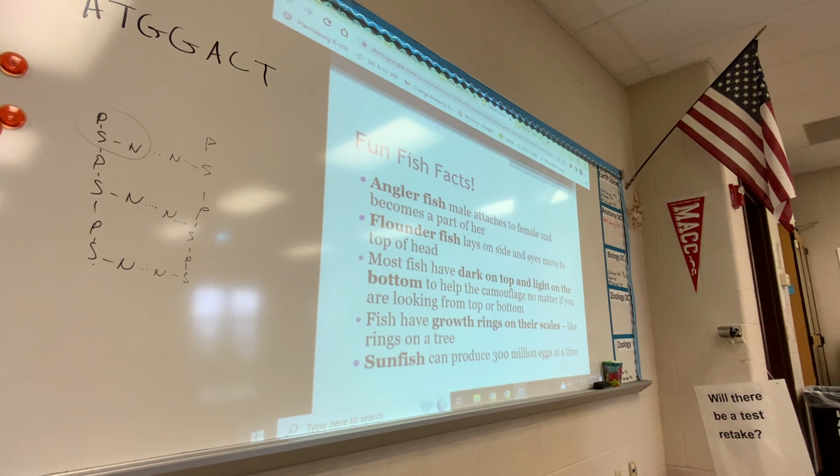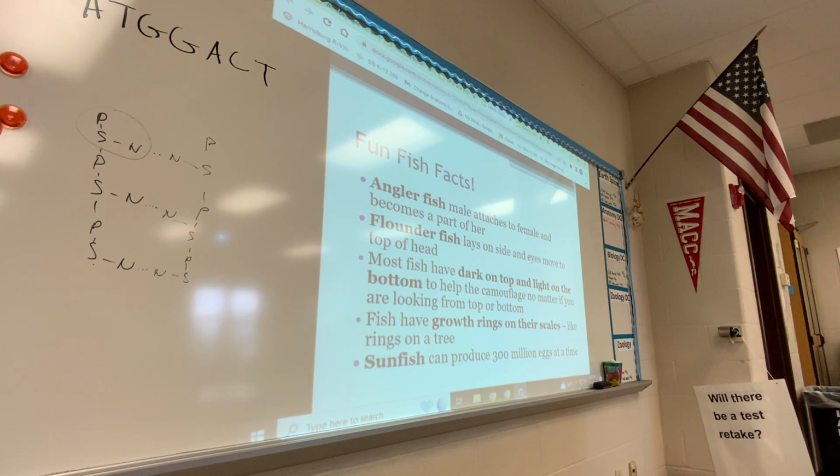And then most fish are dark on the top and light on the bottom, and same with birds as well. That way, if you're looking down, it's darker, but if you're looking up, it's lighter, and that contrast in color helps them to camouflage. This is the same for birds too. Birds are darker on top, so if you're looking down, it blends in with the ground, and if you're looking up, it kind of blends in with the sky.